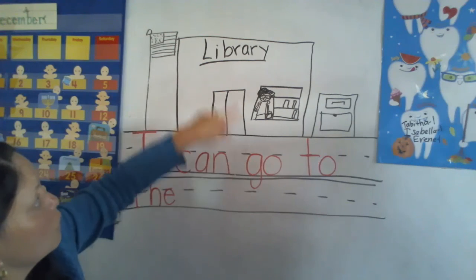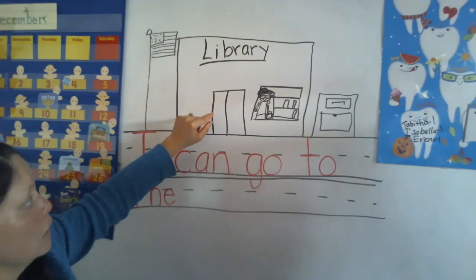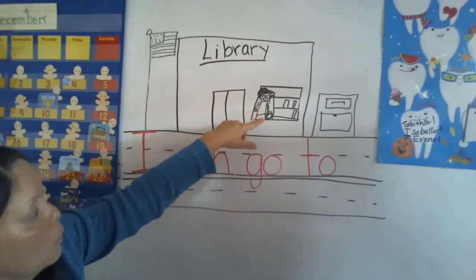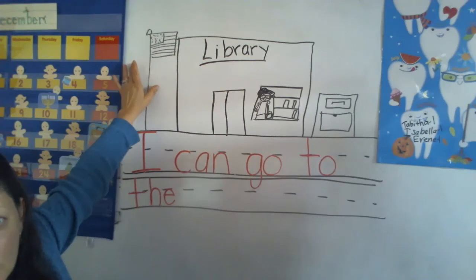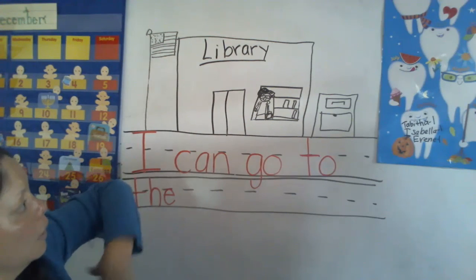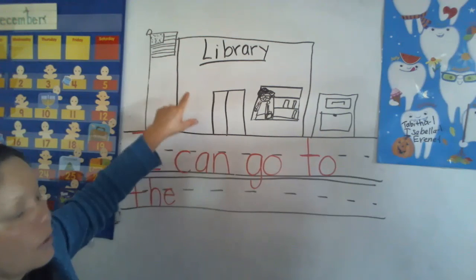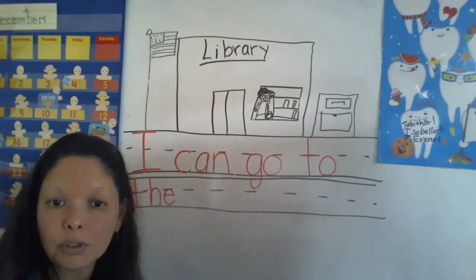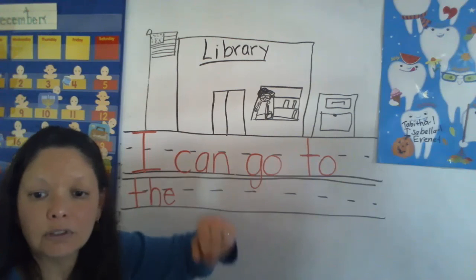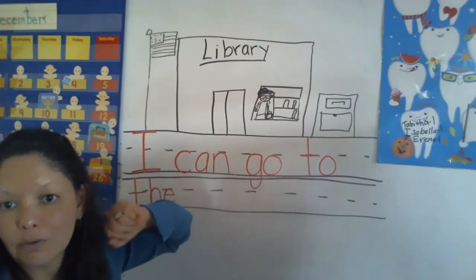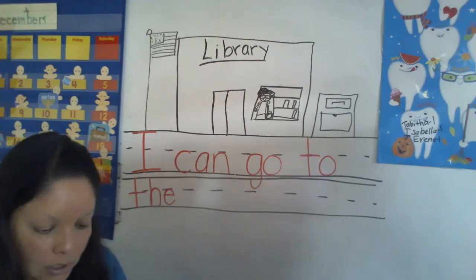So we've got the title, the building, the window where we can see the librarian, the flag, the book box. If I put another window, maybe we can draw the checkout counter where they have the little scanner to scan every book that you're going to borrow.